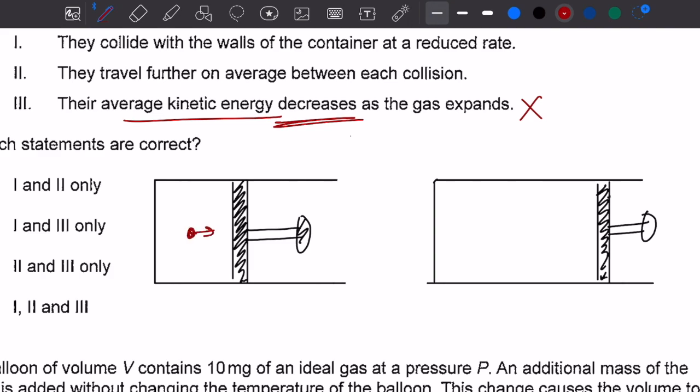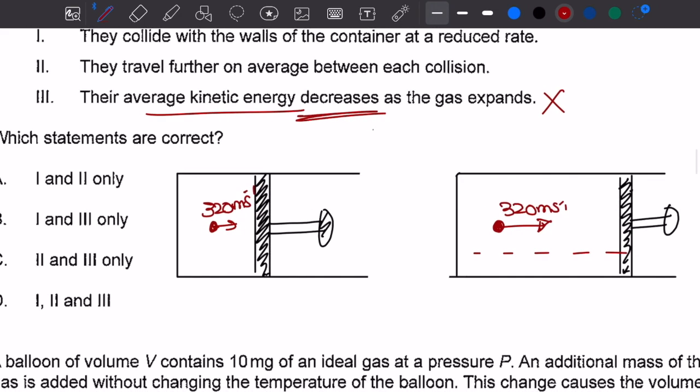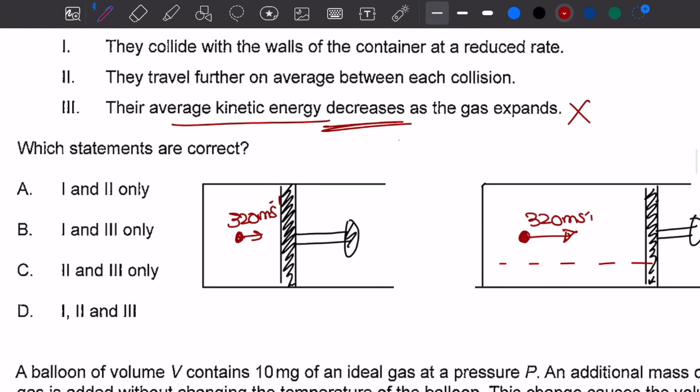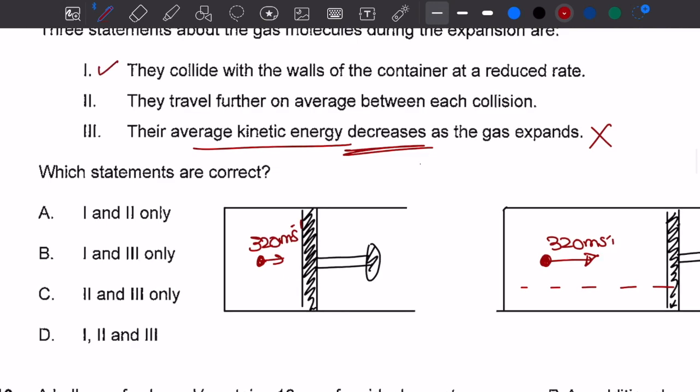Now what actually happens is, when the expansion happens, the container size becomes bigger. So even though it is going at, let's say for example, 320 meters per second speed, the gas molecule still moves 320 meters per second, but it has to go a further distance. So it makes fewer collisions in a unit time, and there's more time between two collisions. So answer 1 and 2 both are correct. They collide with the walls of the container at a reduced rate.